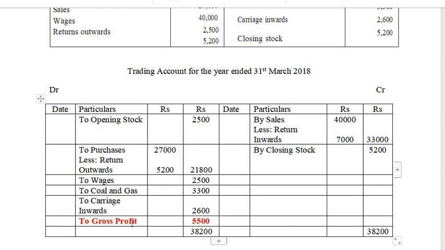Why are you calling it gross profit? Because, as I said while explaining the trading account, whatever profit you find in the trading account does not consider all expenses and income. That's why we say it's gross. Okay, so the right hand side is income and the left hand side is expense. If income is more than expense, then we call it a profit. For the trading account, that profit we call gross profit.